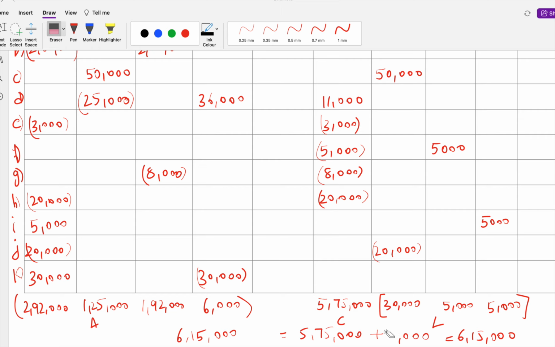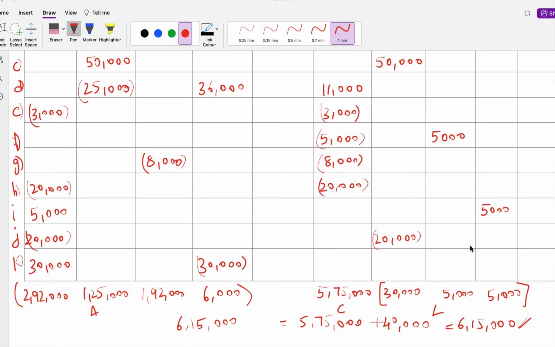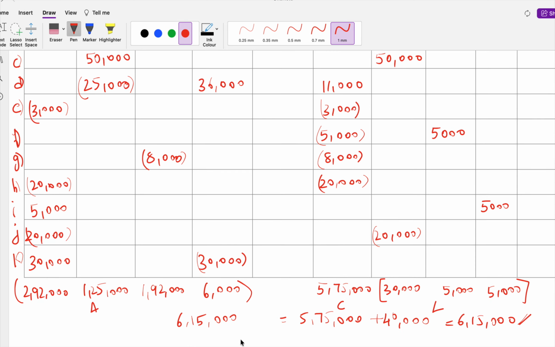So 40,000. Okay. Now hence it is verified. So what's the accounting equation? I did not tell you in the beginning. Assets is equal to capital plus liability, and hence it is proved.